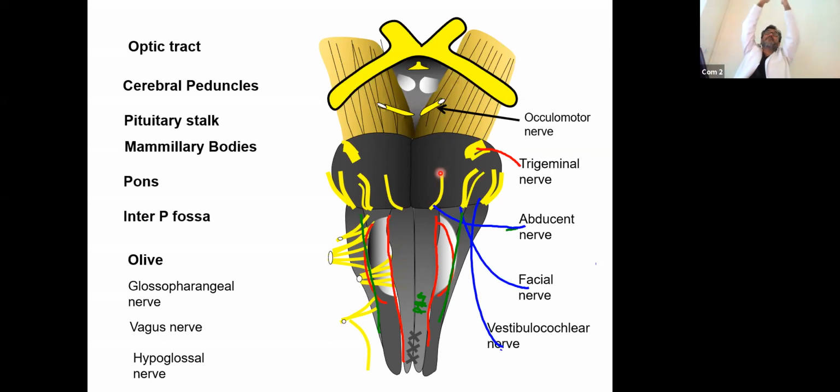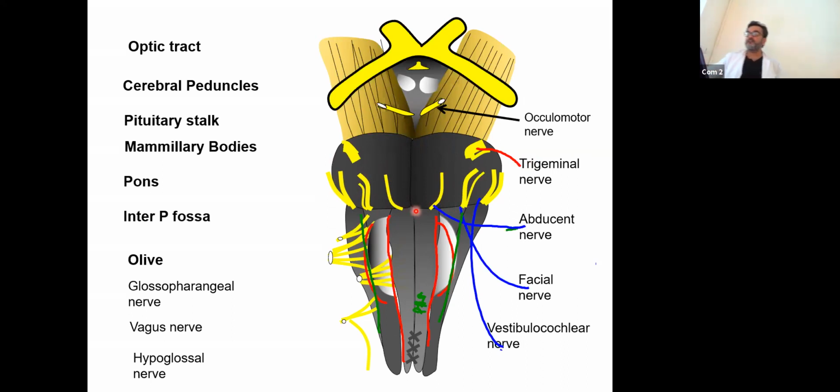So the fibers are coming from the cortex, going to the pons, and then going to the two cerebellar hemispheres. So you would see transverse fibers here. In the center, you would see a groove, which is called the basilar groove. And this basilar groove lodges an artery.